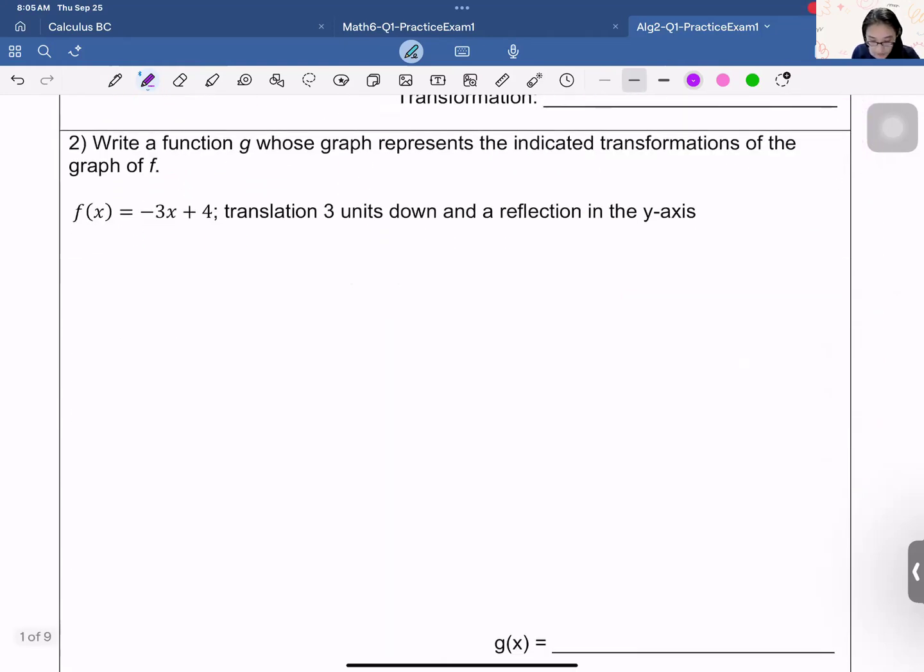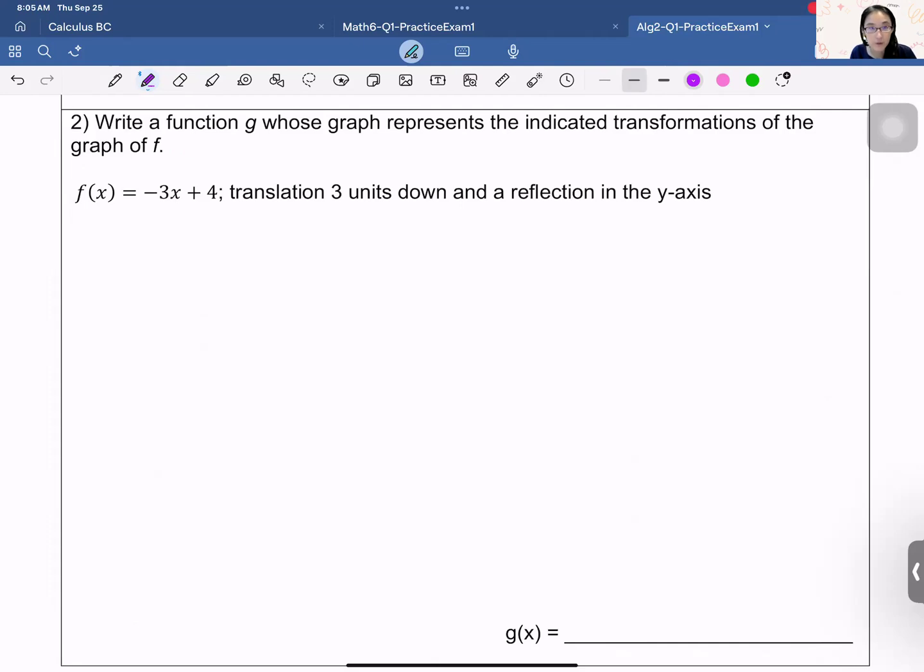Question 2. As you enter the quarter exam, you will be asked to write a function g whose graph represents the indicated transformations of the graph of f. So how do I do it? For f of x, I translate 3 units down, so it becomes f of x minus 3.